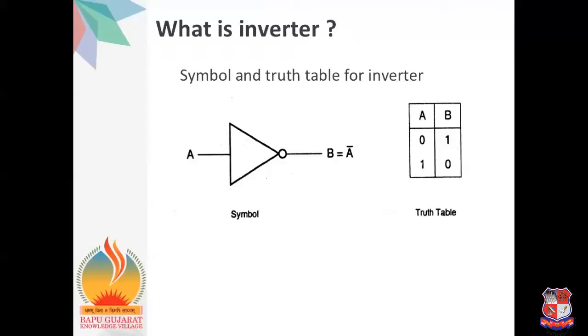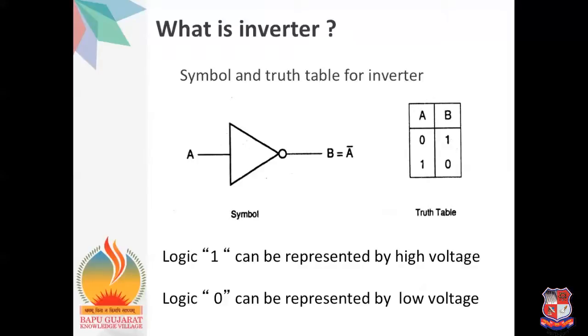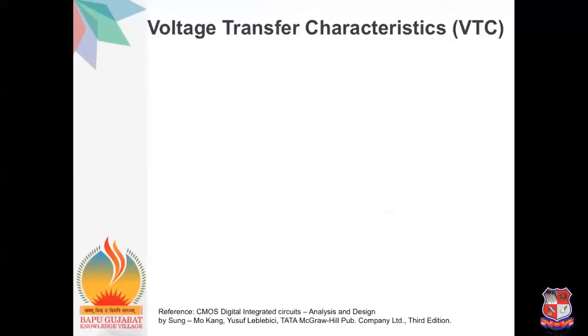into 0. Here, in a MOS inverter circuit, we consider logic 1 as a high voltage and logic 0 as a low voltage. A and B both are voltages measured with respect to the ground voltage. So let's see the voltage transfer characteristics of this ideal inverter.